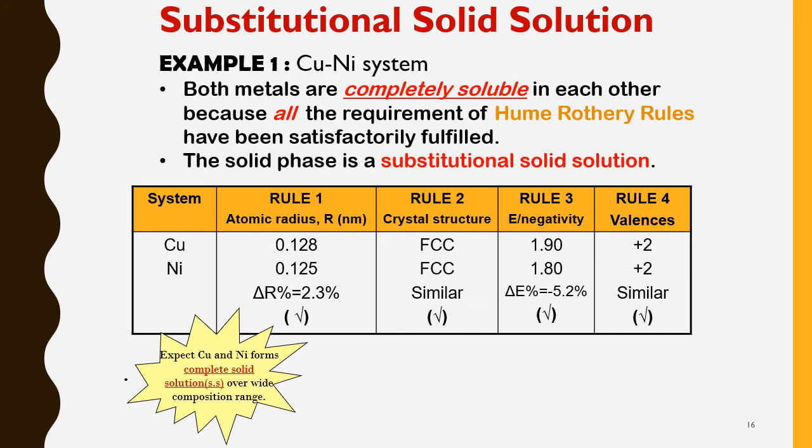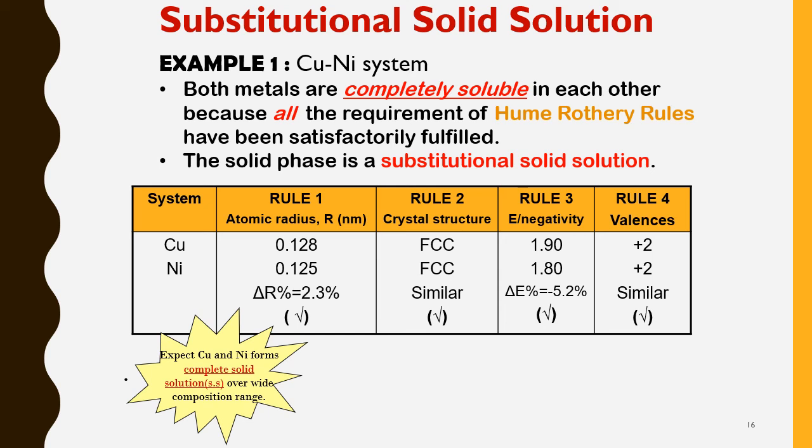Let us take a look at an example. The first one is the copper-nickel system. In this system, both metals are completely soluble in each other. Why? Because all four requirements are being fulfilled. So this is what we call a complete solid solution.